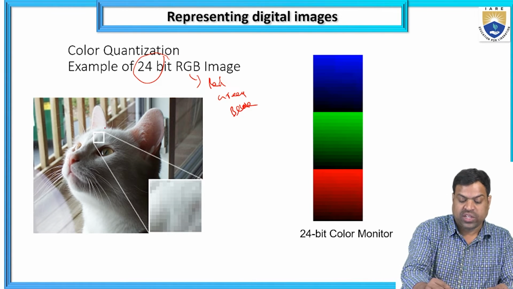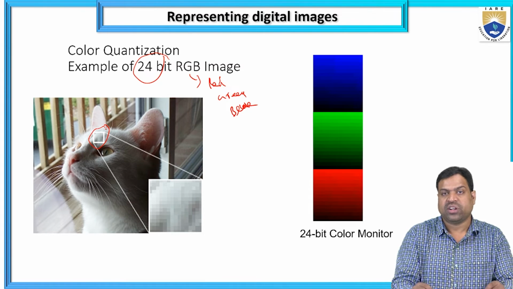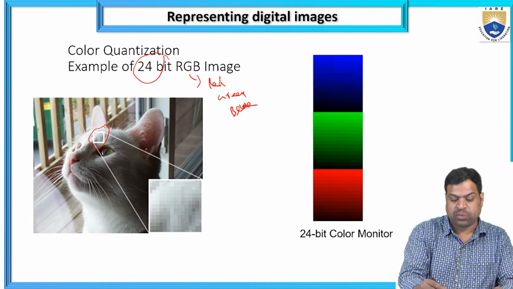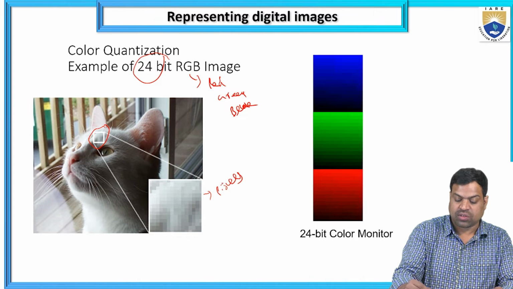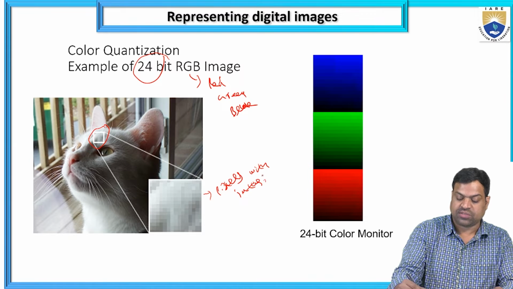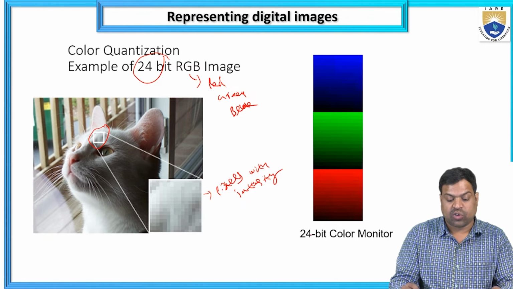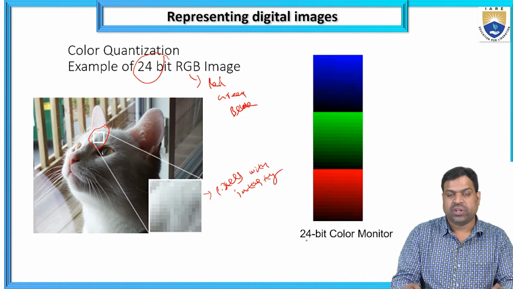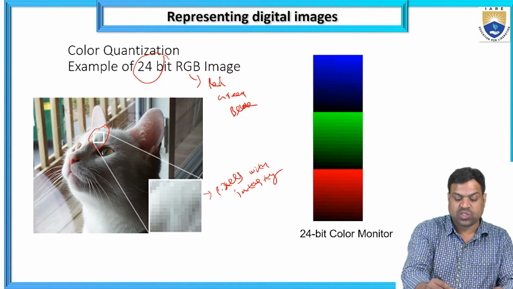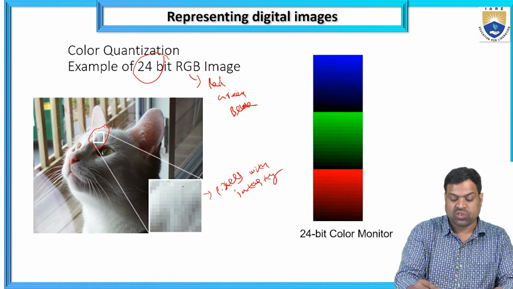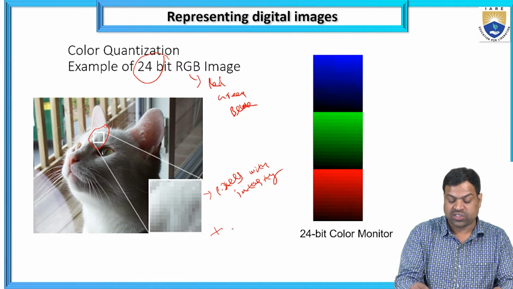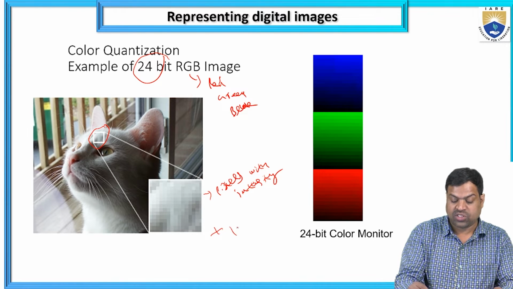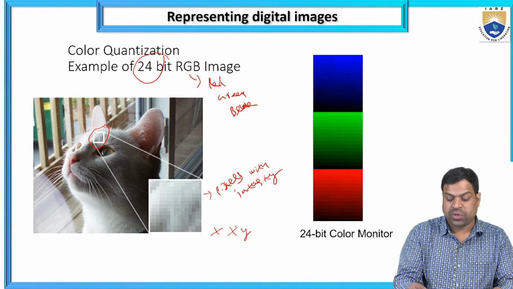Suppose I am taking this particular image, where some pixels are there. I take these pixels and zoom in. How many pixels are there? Pixels with intensity. For the color quantization, suppose in this animal image I take this part and apply the zoom. How many pixels are there in this part? There are so many pixels, x into y pixels.